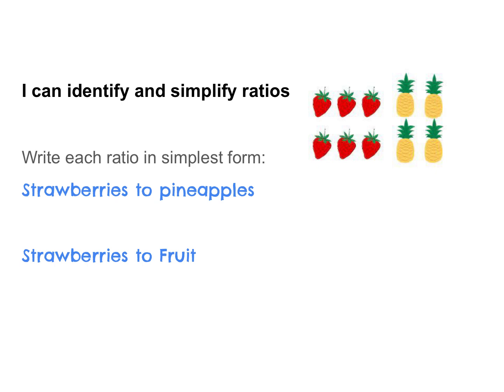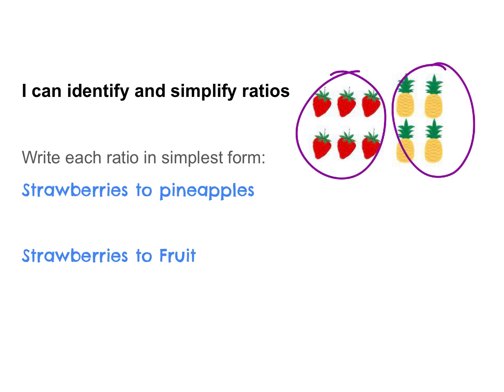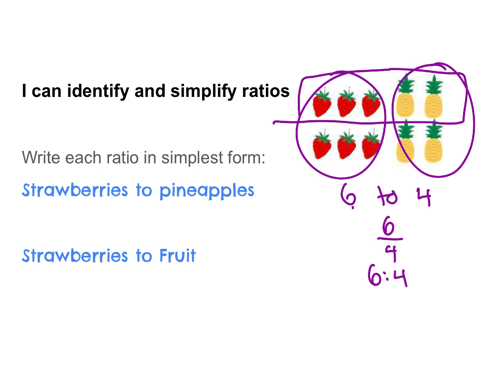Strawberries to pineapples. I count the number of strawberries, 6. I count the number of pineapples, 4. 6 to 4 is my ratio. I can write it like that, I can write it like this, I can write it like this, but I don't want to write it in any of those ways because that's not in simplest form. Simplest form would say to divide both parts by what you can. So I can divide them both by 2, and I would have 3 to 2. I like this way of writing a ratio the best.